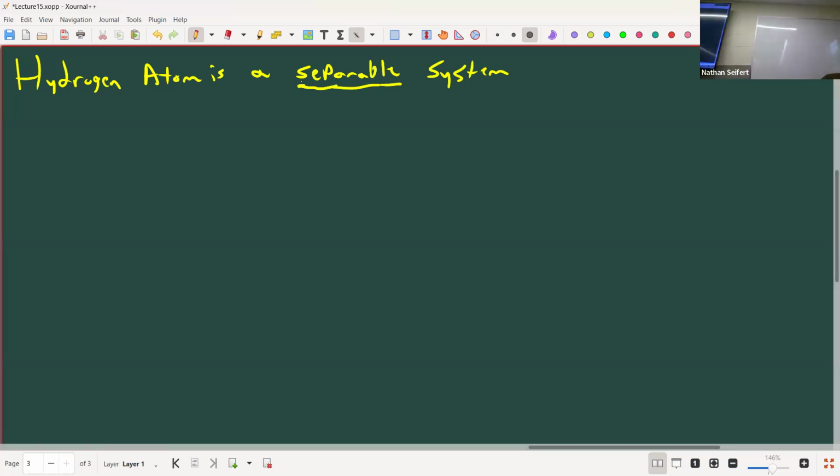All right, let's define exactly how it's separable. The first thing I want to do is take advantage of the fact that we have this electrostatic potential, which is just a function of the distance. And then we have this angular momentum, right? If we were to track the electron as it orbits, we're going to have to use some angles, right?